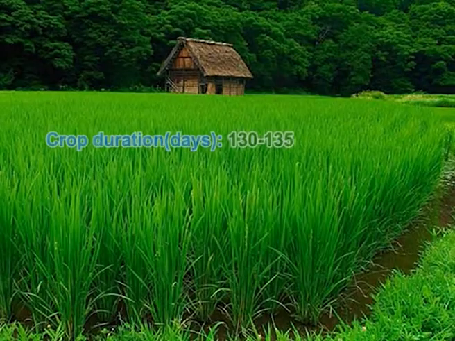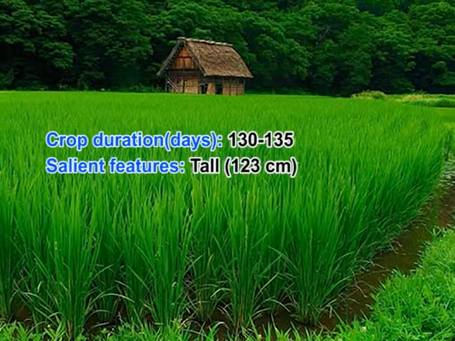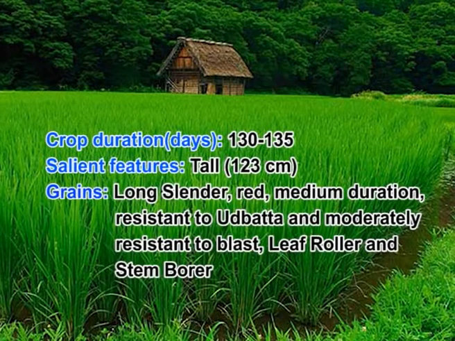Deepti, crop duration about 130 to 135 days. Salient features are tall, 123 centimeter. Grains are long, slender, red, medium duration, resistant to udbata and moderately resistant to blast, leaf roller and stem borer. Yields about 40 quintals per hectare.